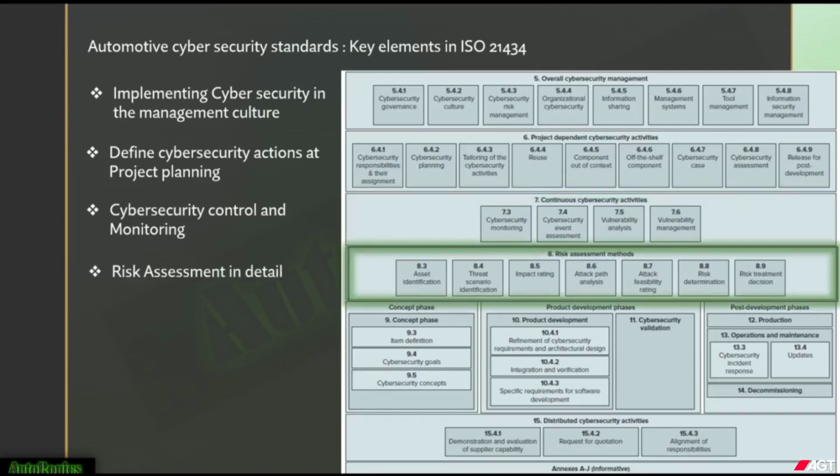Then comes the risk assessment methods, what it is. This section deals with the possible evaluation measures to determine the impact of a threat to the car user. The procedure is as follows. We can talk about the entire sections, which are asset identification, scenario identification, impact rating, attack path analysis, attack feasibility rating, risk determination, and risk treatment decisions. These topics are self-explanatory, but still we can discuss one more point here.